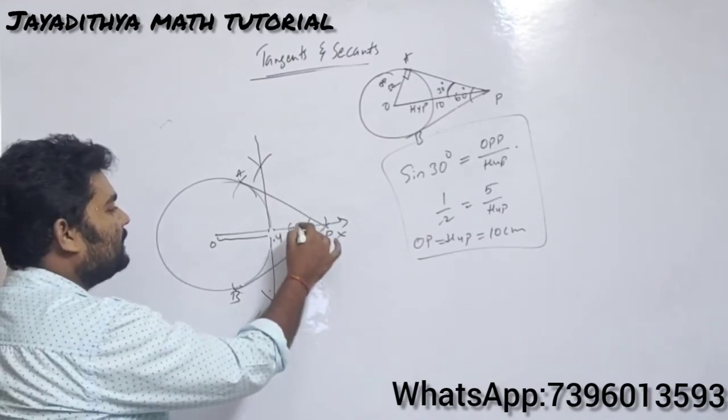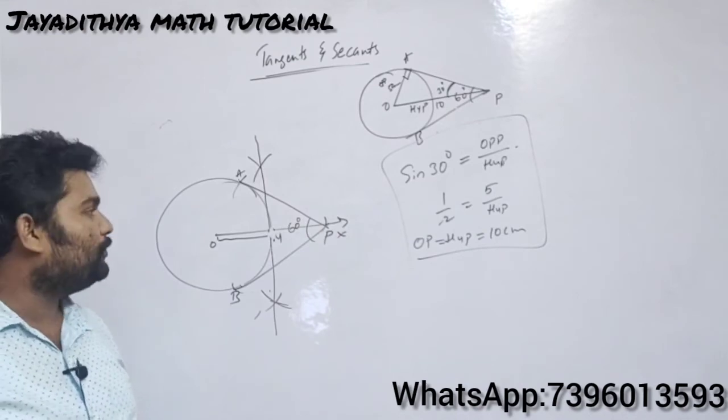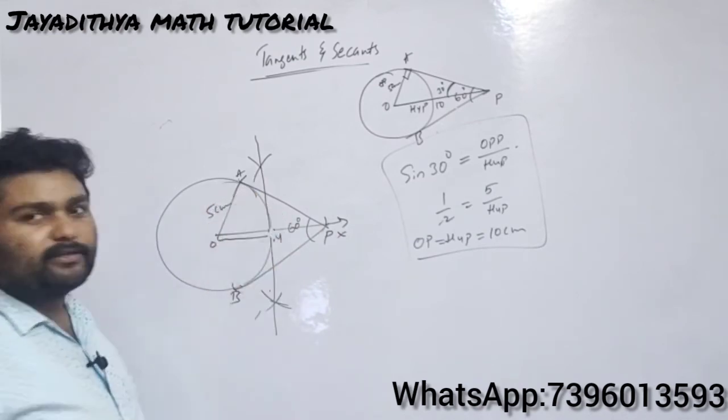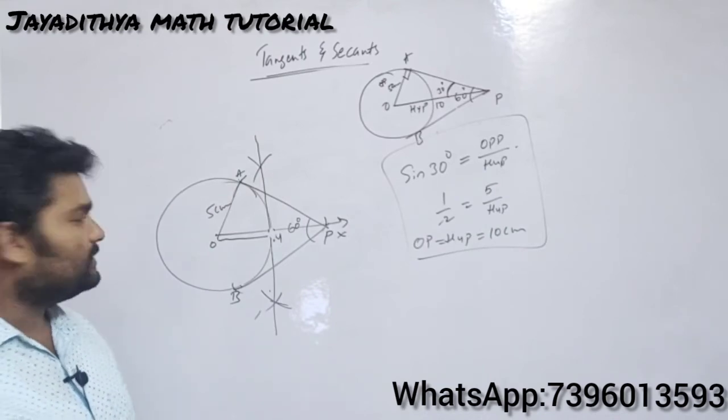If you observe here, the angle will be 60 degrees definitely if you draw correctly. This is 5 centimeters. You can write the construction steps again.